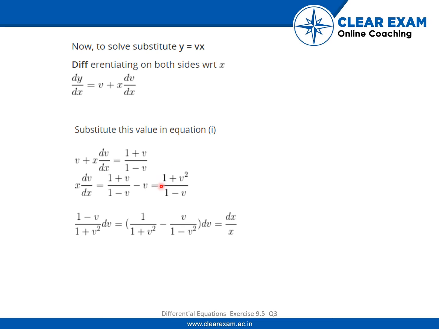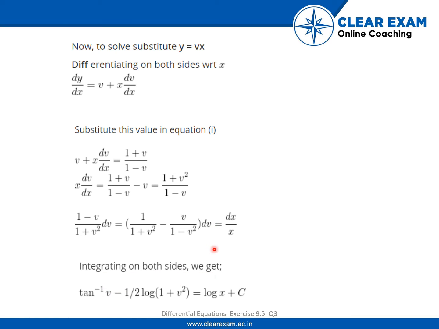So after cross multiplying, it will be (1 + v square) upon (1 − v). So this is the right hand side, right? So we'll put this on the left hand side and we'll put dx and x on the right hand side. So it will be (1 − v) upon (1 + v square) because it will get reciprocated. So (1 − v) upon (1 + v square) dv is equal to dx by x, which can be written as 1 upon (1 + v square) minus v upon (1 + v square) dv is equal to dx by x.